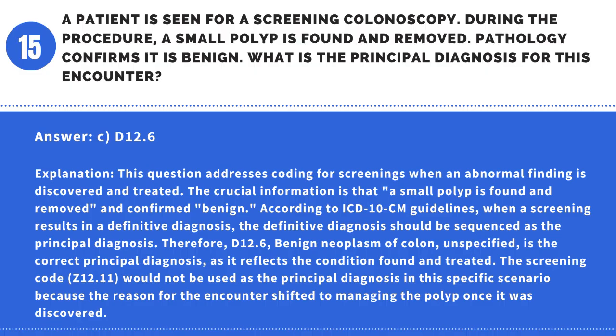D12.6. This question addresses coding for screenings when an abnormal finding is discovered and treated. The crucial information is that a small polyp is found and removed and confirmed benign. According to ICD-10-CM guidelines, when a screening results in a definitive diagnosis, the definitive diagnosis should be sequenced as the principal diagnosis. Therefore, D12.6, benign neoplasm of colon unspecified, is the correct principal diagnosis, as it reflects the condition found and treated. The screening code Z12.11 would not be used as the principal diagnosis in this specific scenario, because the reason for the encounter shifted to managing the polyp once it was discovered.